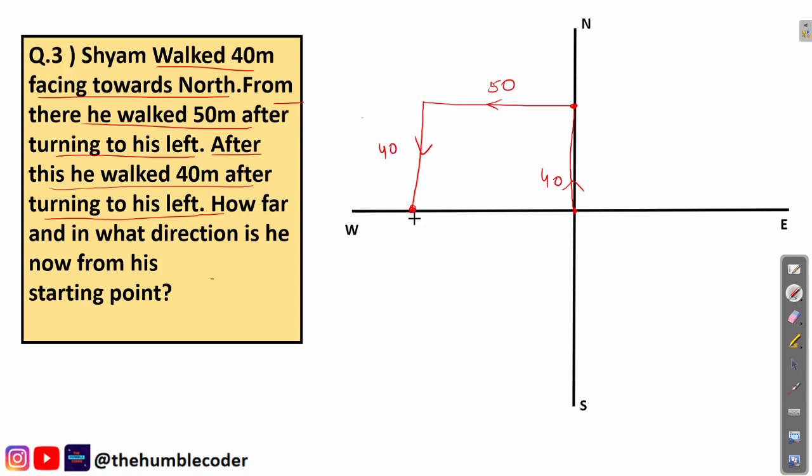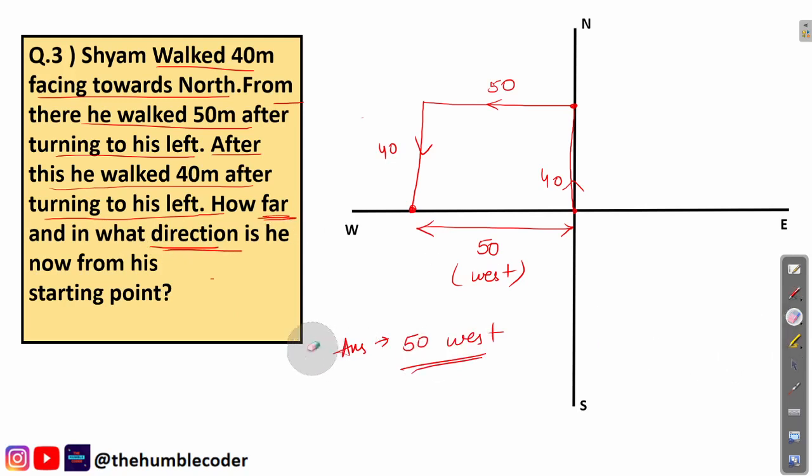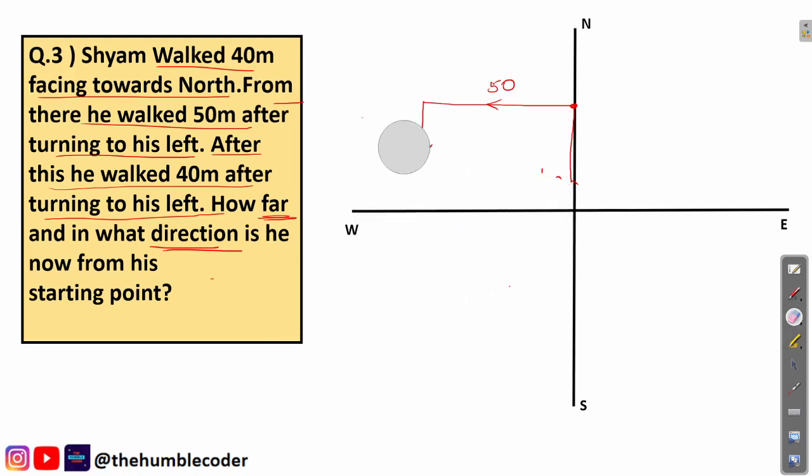So Shyam is currently at this point. Now we have to find the distance between the starting point and his current position, which means this distance. So this distance is what? 50. And in what direction is he currently? So he is currently at his west. The correct answer for this question will be 50 west. Okay, because two things are being asked, right? One is direction and the other is how far, like the distance. So the correct answer for this question is 50 west. Moving on now towards our next question.